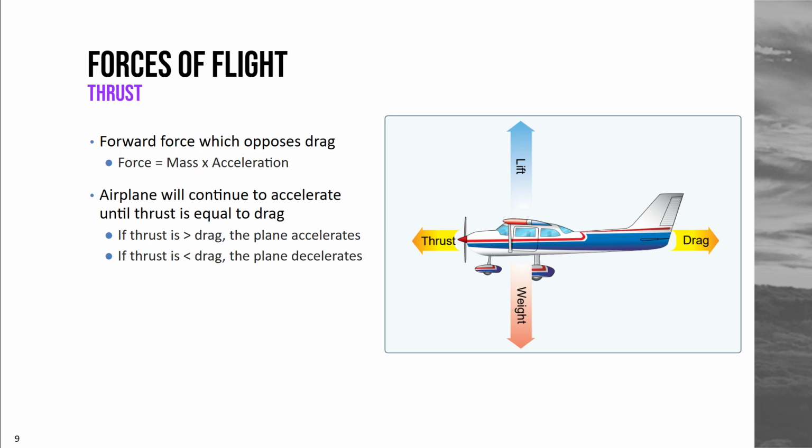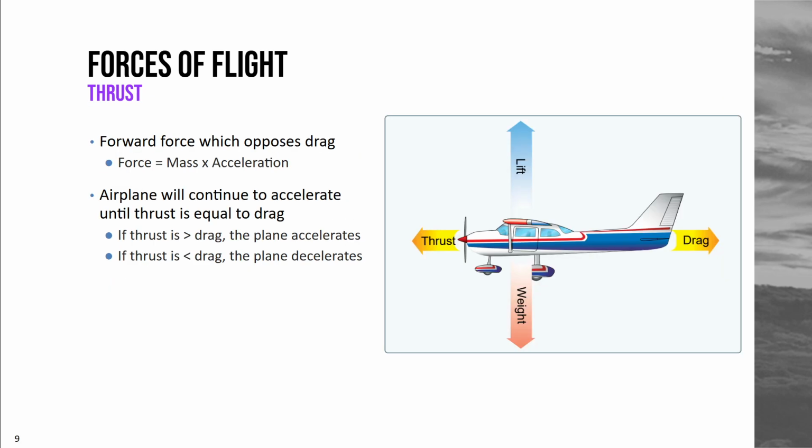Thrust is our forward force created by our propeller that opposes drag. Force equals mass times acceleration. An airplane will continue to accelerate until thrust is equal to drag. So if thrust is greater than drag, our aircraft accelerates. If thrust is less than drag, our aircraft decelerates.